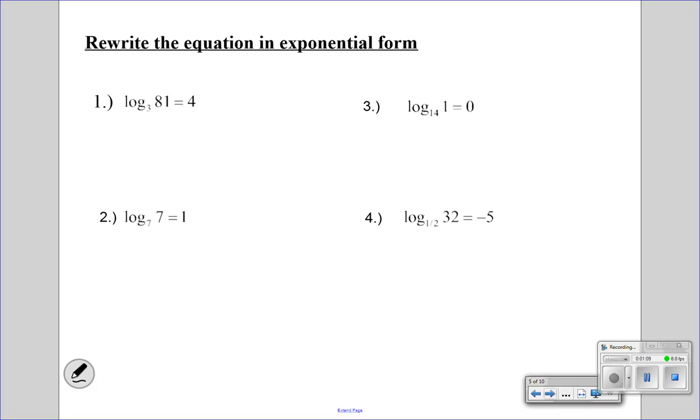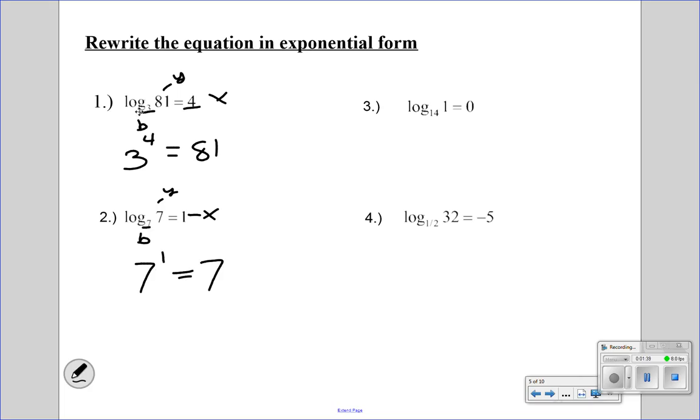So, in this case, our 3 is our base, 81 is our y, and 4 is our x. So in order to switch from logarithmic form to exponential form, we put our base to the power of our x equals our y. 3 to the 4th equals 81. Same thing can be done down here. This 7 is our base, log base 7. This 7 is our y, and our 1 is our exponent. So we put our base 7 to our exponent 1 equals our y. 7 to the 1st equals 7.